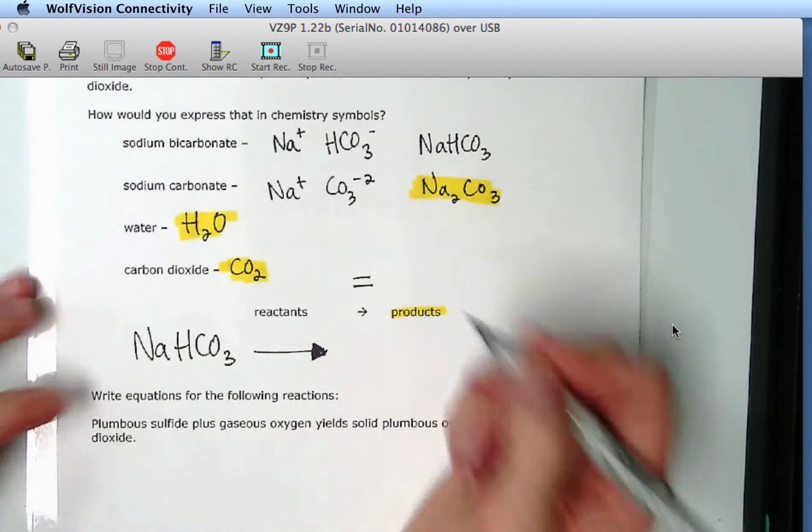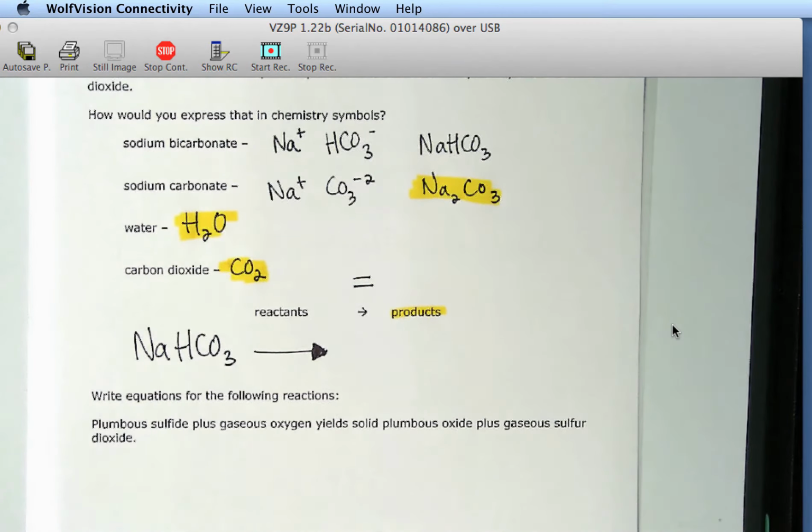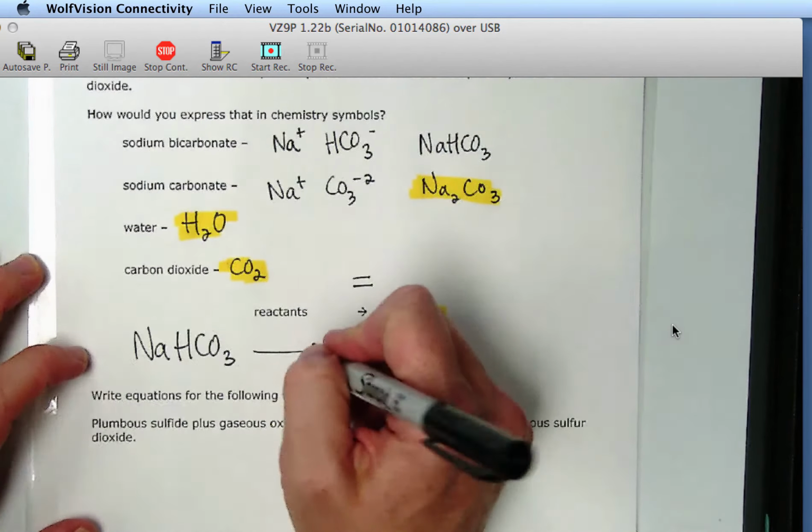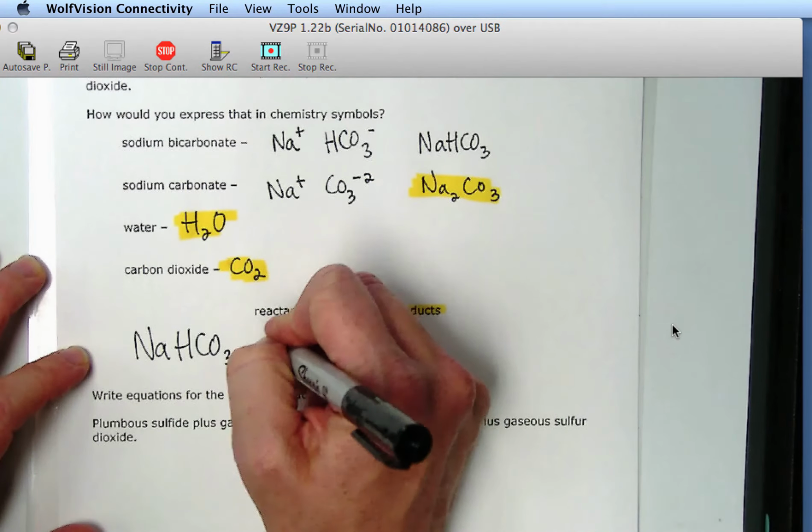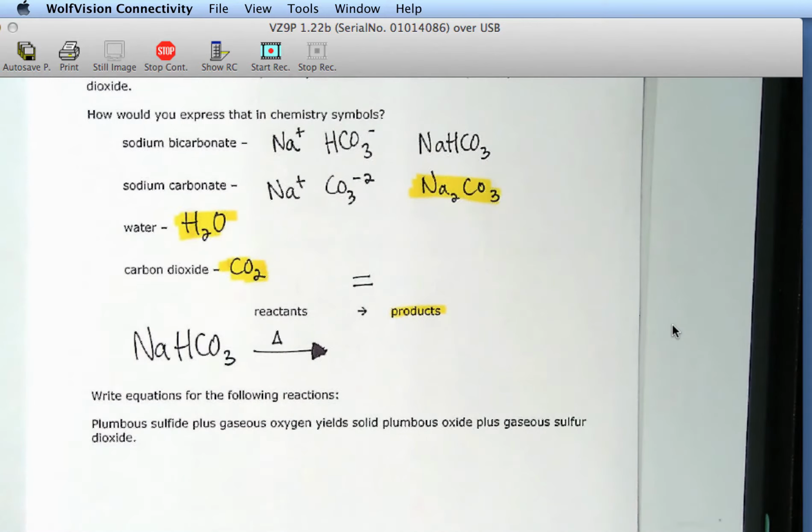Now in chemistry, the symbol for heat is a triangle above your arrow. It's not essential that you know that, but if you ever see a reaction and you say, what is that triangle? It stands for heat. Or maybe you'll be on Jeopardy one day, have to answer a strange question.